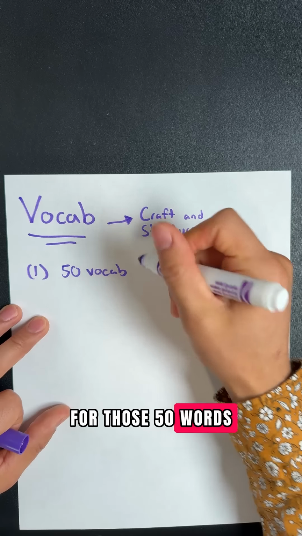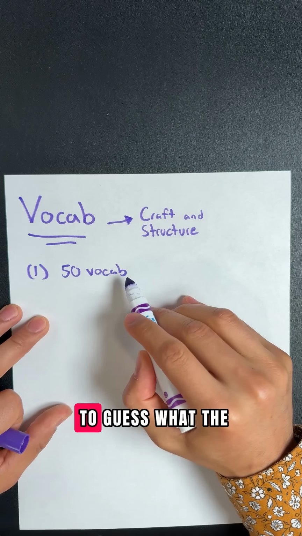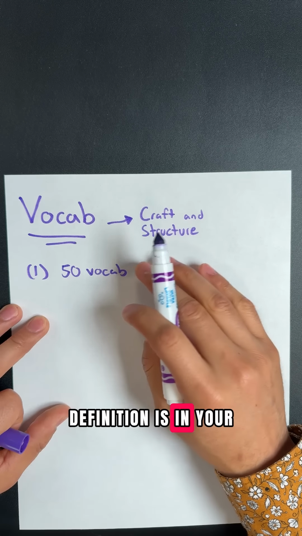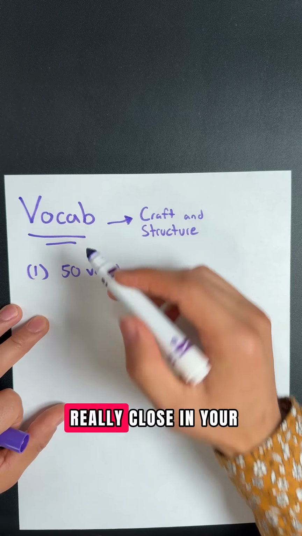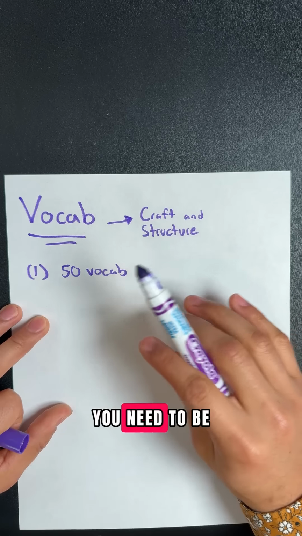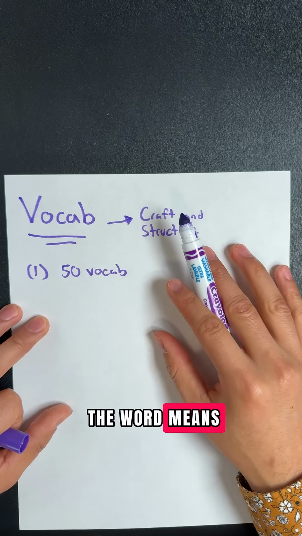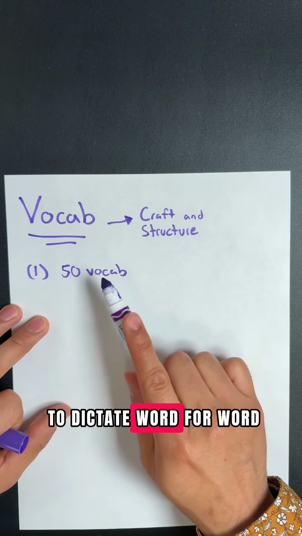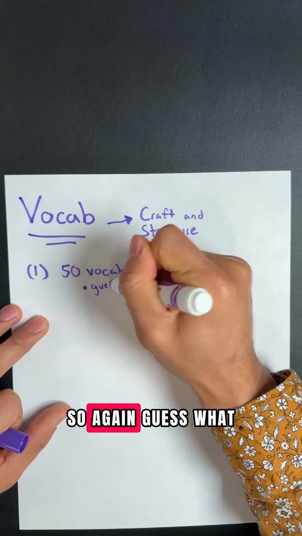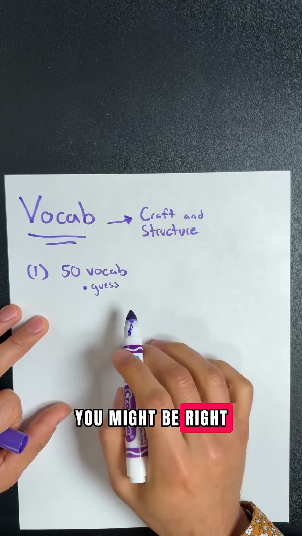For those 50 words, what I want you to do is try to guess what the definition is in your own words. If you get it really close in your own words, that's good enough. You need to be able to recognize what the word means, but not necessarily dictate word for word the definition. So again, guess what it might mean. You might be right, you might be wrong.